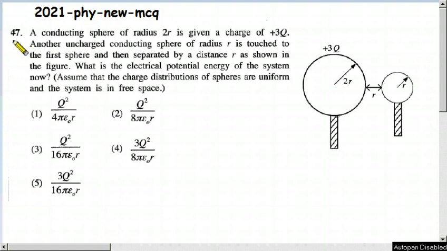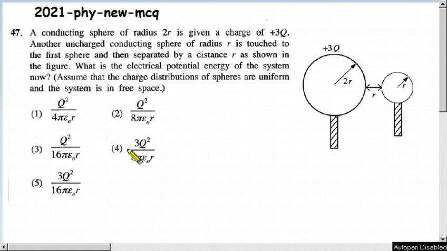Children, today I am going to discuss question number 47 from the MCQ part of 2021 Physics new syllabus paper. A conducting sphere of radius 2r is given a charge of positive 3q. Another uncharged conducting sphere of radius r is touched to the first sphere and then separated by a distance of r, as shown in the figure. What is the electrical potential energy of the system now? In brackets, assume that the charge distributions of spheres are uniform and the system is in free space.